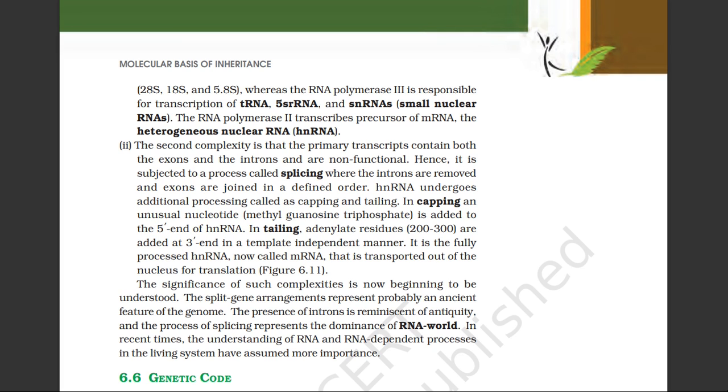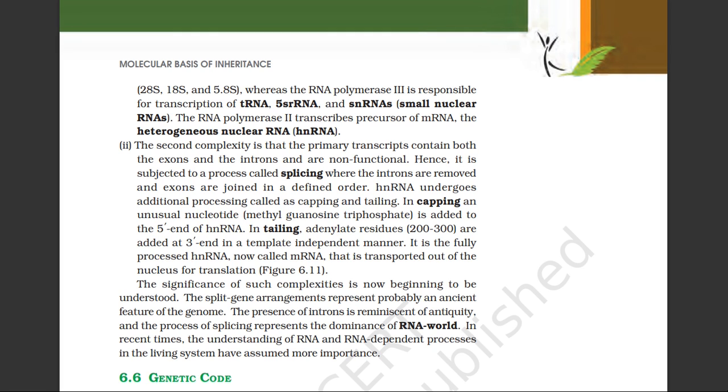Hence, it is subjected to a process called splicing, where the introns are removed and exons are joined in a defined order. hnRNA undergoes additional processing called capping and tailing. In capping, an unusual nucleotide, methylguanosine triphosphate, is added to the 5' end of hnRNA. In tailing, adenylate residues, 200 to 300, are added at the 3' end in a template-independent manner.